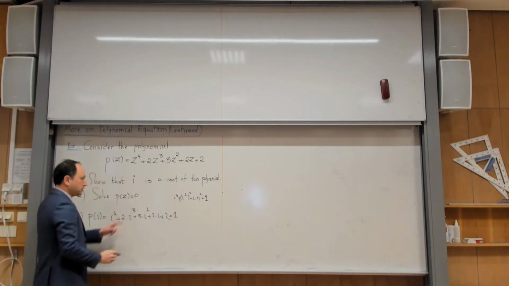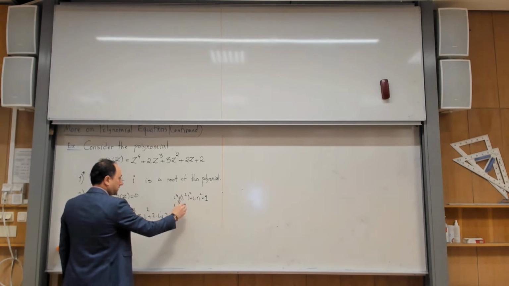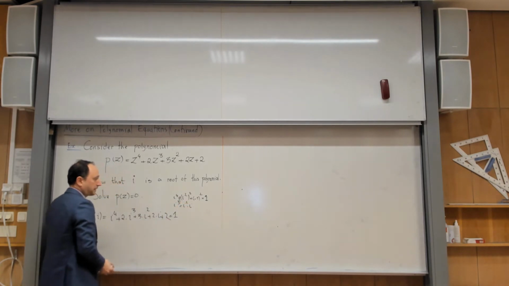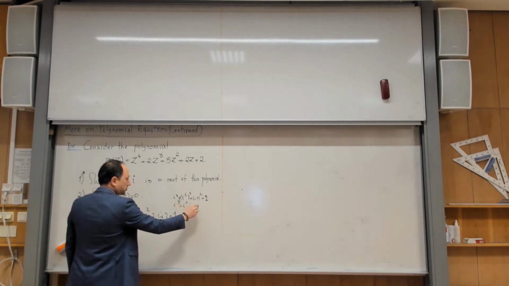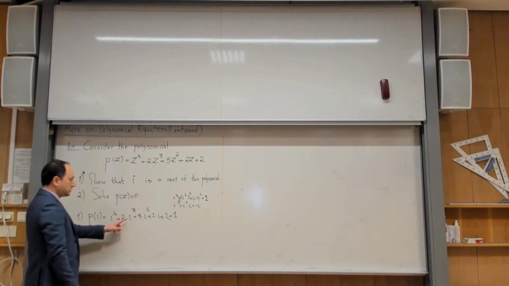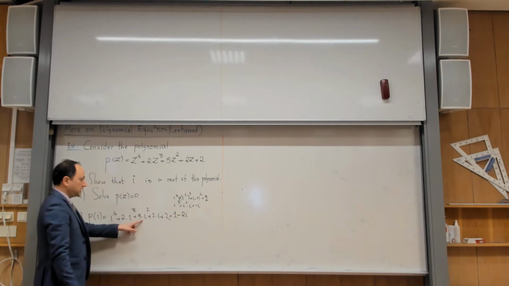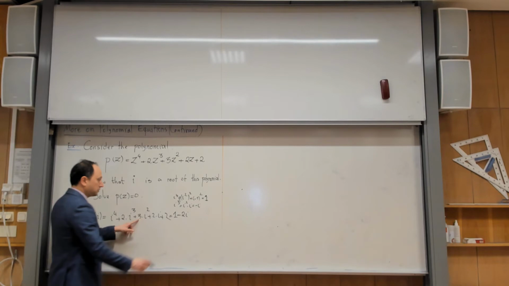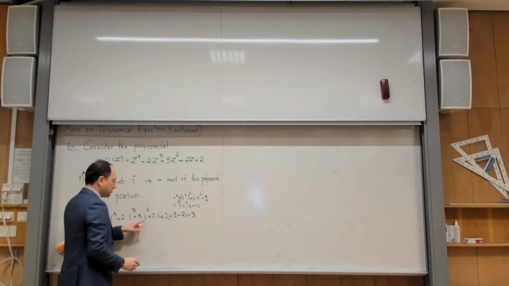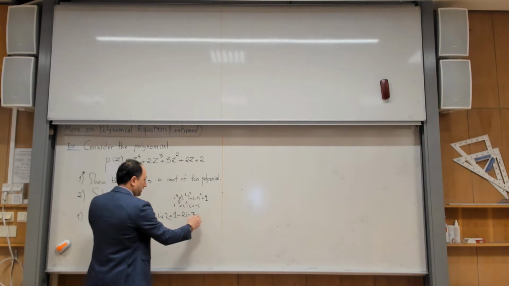I to the power 3 means I to the power 2 times I. But I squared is minus 1, so it becomes minus I. So instead of I cubed, I put minus I, and it becomes minus 2I. And then I go here, I squared is negative 1, so it becomes negative 3. 2I is just 2I, I cannot do anything with that.